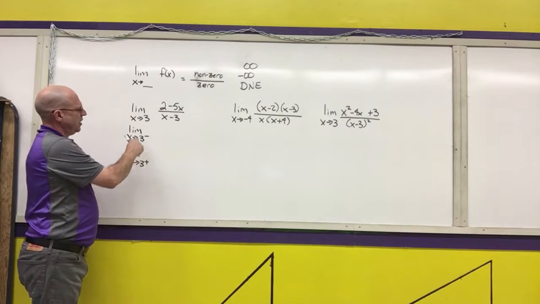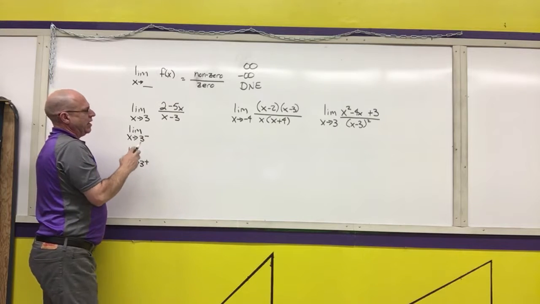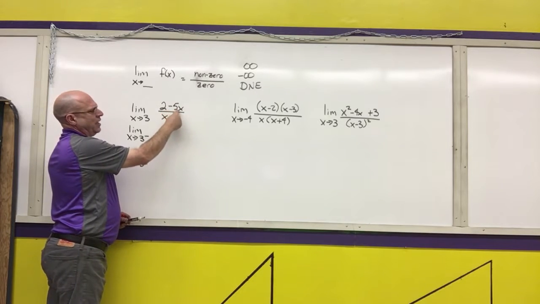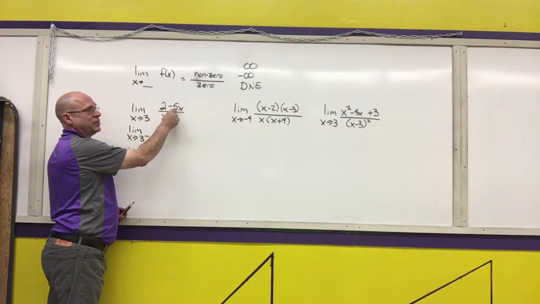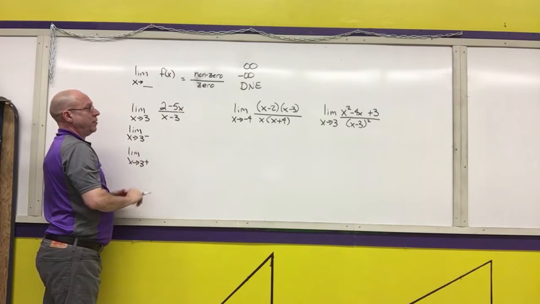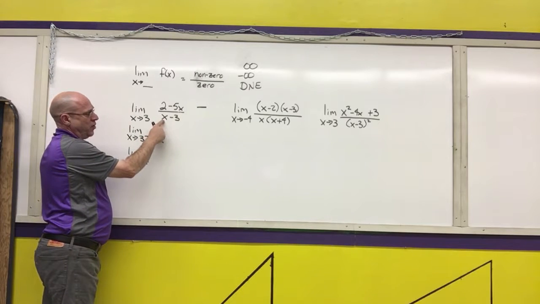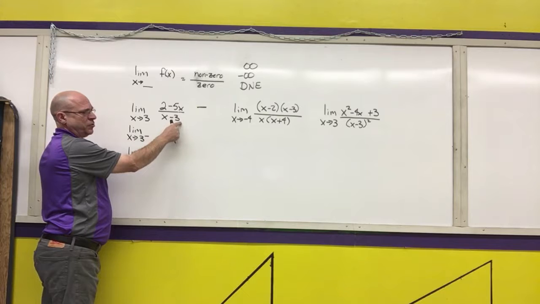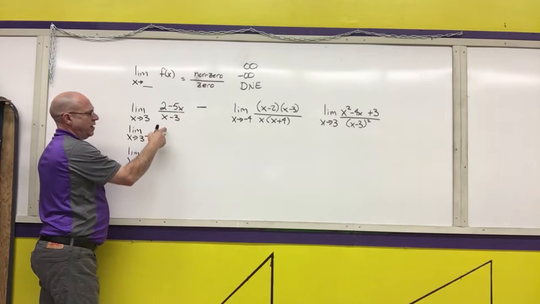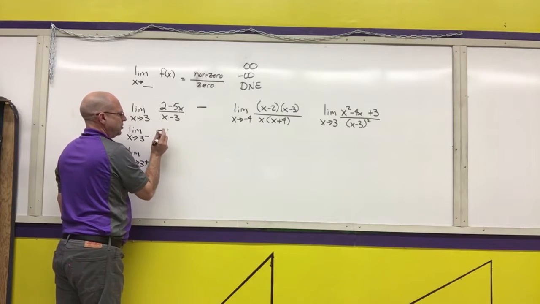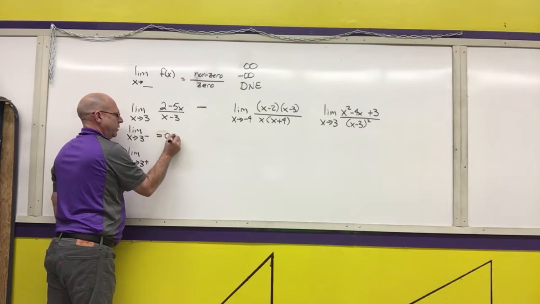And now let's see what happens if I approach 3 from the left. Approaching 3 from the left is like 2.99. So if I analyze the numerator, 5 times a positive number is negative 15, about. 2 minus 15 is a negative number. That's all I really care about, that I have a negative here. Now let's see what I get if I put 2.99 here. 2.99 minus 3 is a negative number. So I end up with a negative over a negative. A negative over a negative is a positive, so this approaches positive infinity from the left. So I write positive infinity.